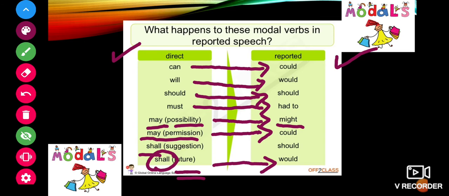Shall, if it is used to give suggestion, like, shall I help you? In that case, shall will change to should. And if shall is used for future tense, like, it shall rain tomorrow, in that case, shall is changed to would.